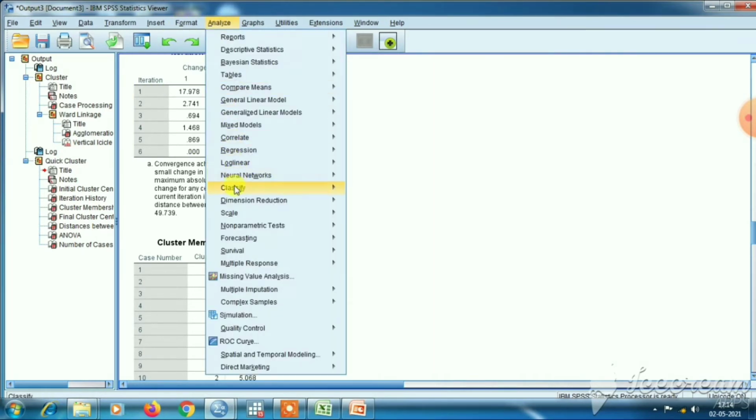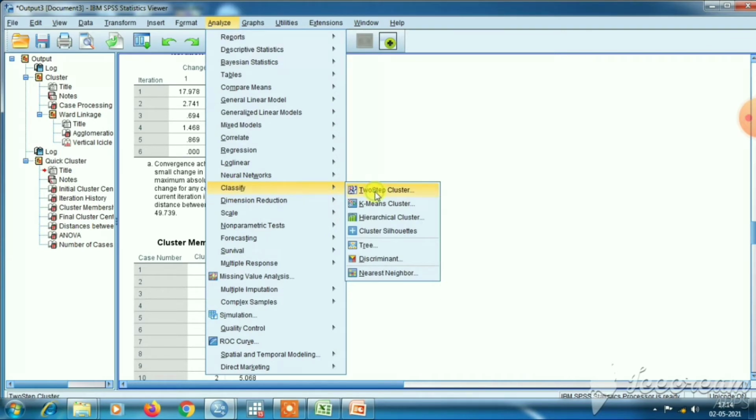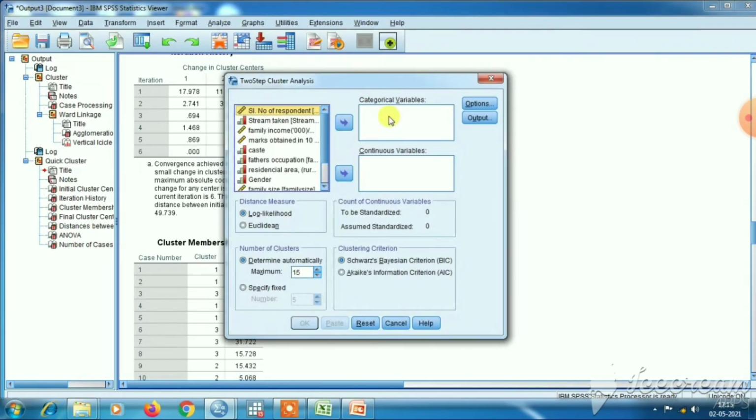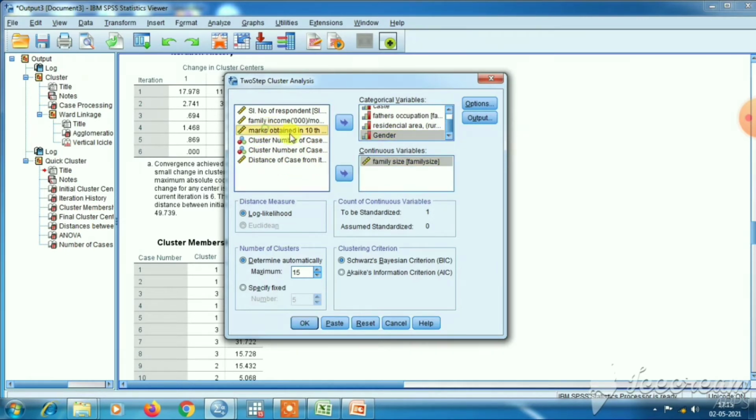Now we are going to the combination of these two, that is, the two-step cluster. Now we can use both categorical variables and continuous variables. For categorical variables, we give stream taken, caste, father's occupation, residential area, gender, and family size. Here marks obtained and family income are continuous.